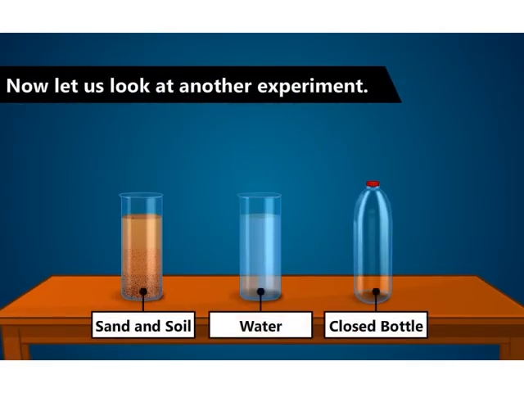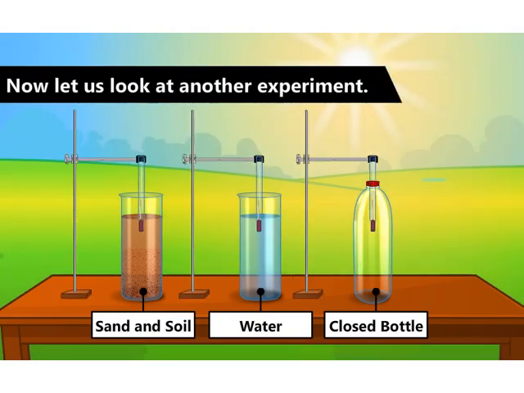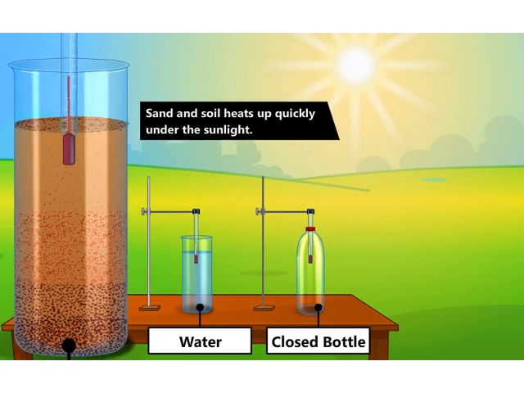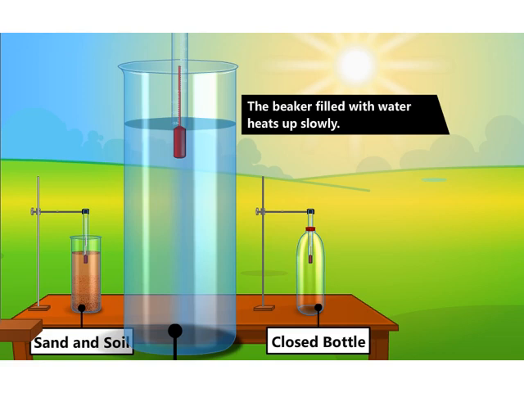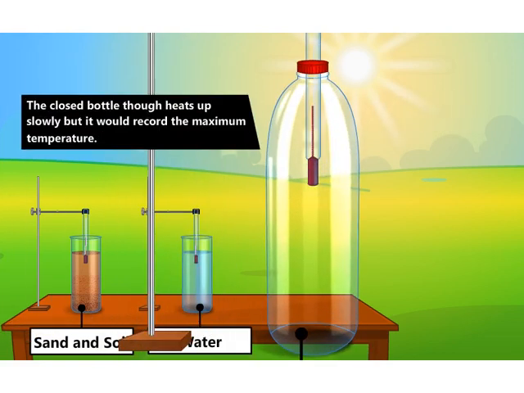Now, let us look at another experiment. Place these beakers and the bottle under the sun and observe which one would become hot faster. Sand and soil heat up quickly under the sunlight. The beaker filled with water heats up slowly. The closed bottle, though, heats up slowly, but it would record the maximum temperature.